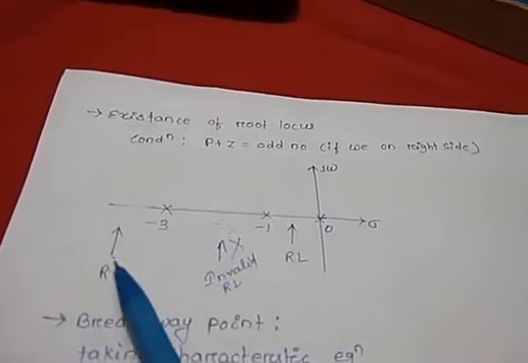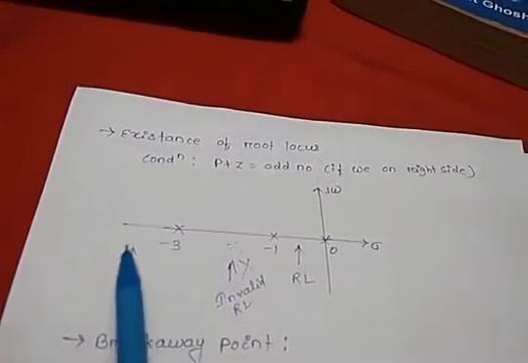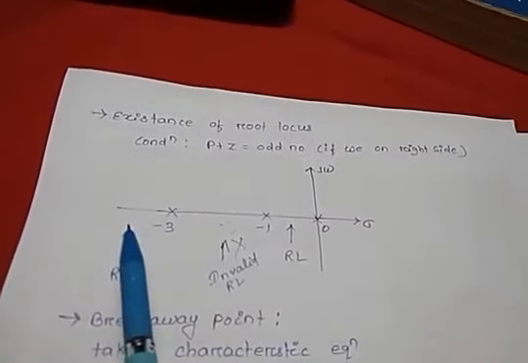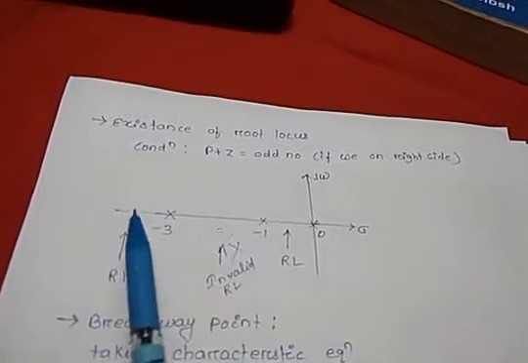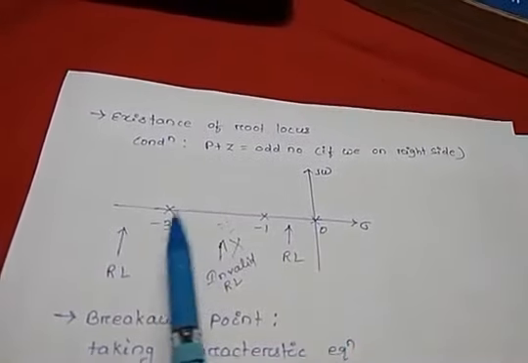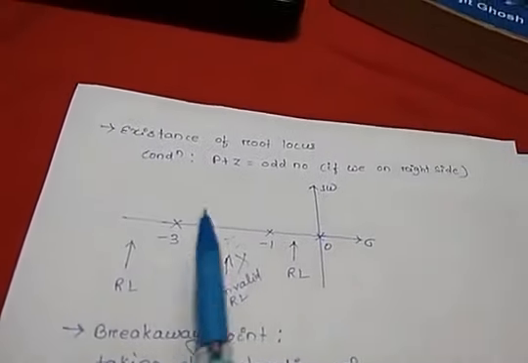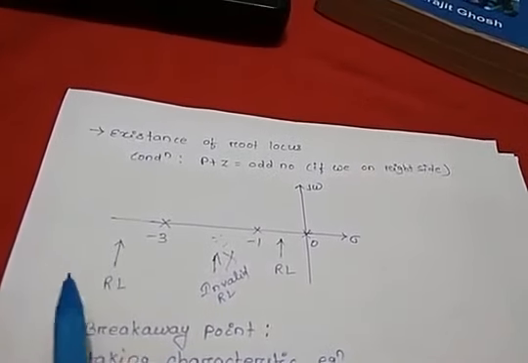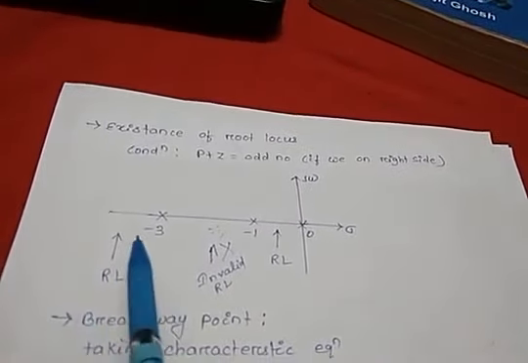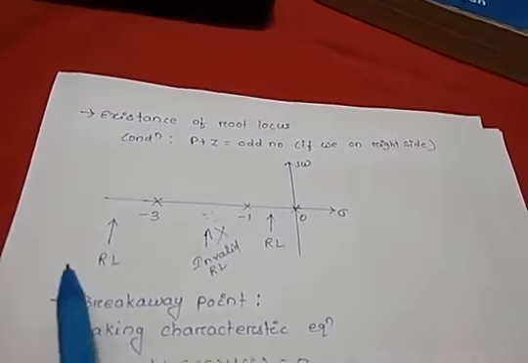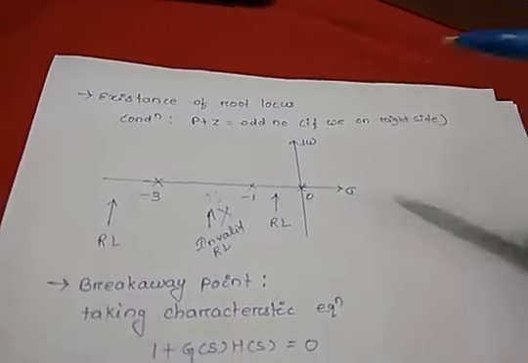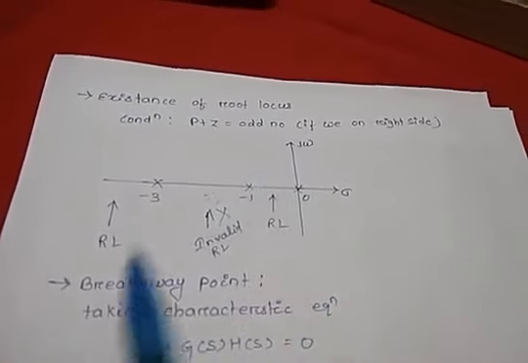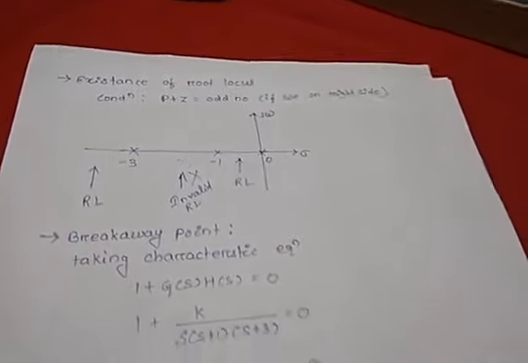Now moving to the third area, third locus. Check when we see from the right side, we get 3 poles. As 3 is an odd number, it satisfies the condition. So here also root locus exists. That means the existing root locus is from 0 to -1 and -3 up to infinity.